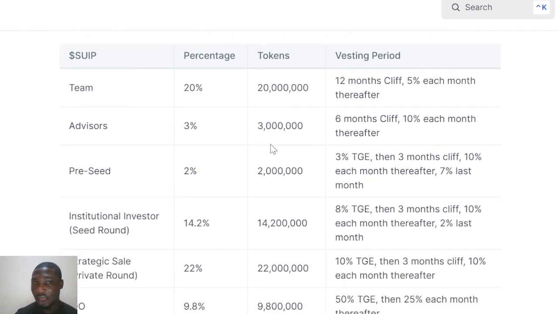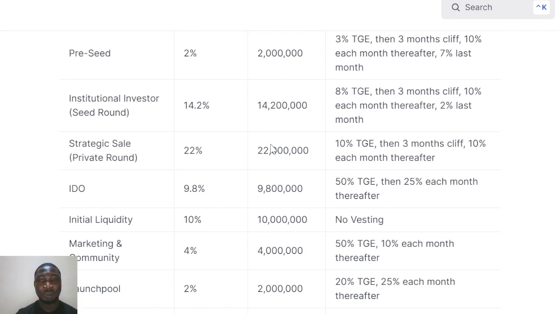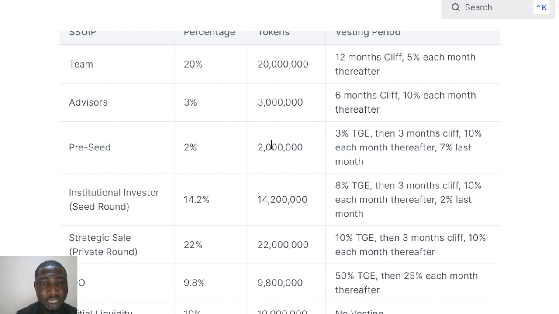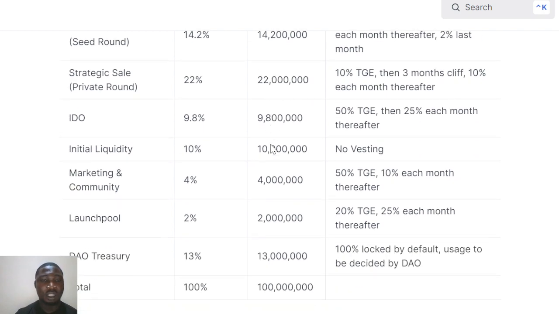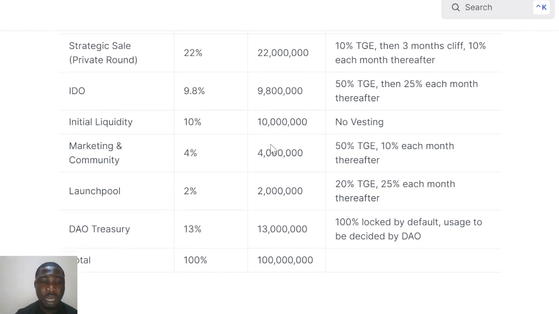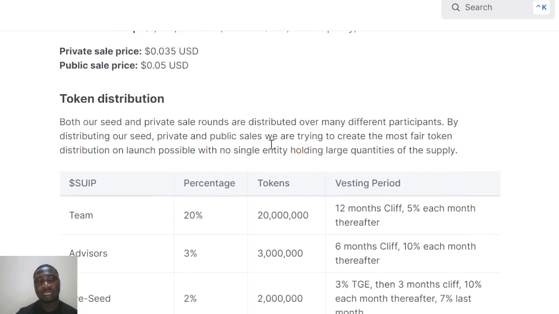You can see here how many tokens are actually being distributed. You can see the team, the investors, the advisors, the pre-sale, the institutional investors, the strategic sale, the DIO, the initial liquidity, the market and community allocation, the launchpad, the treasury, and all that, which completes how many tokens they actually have.